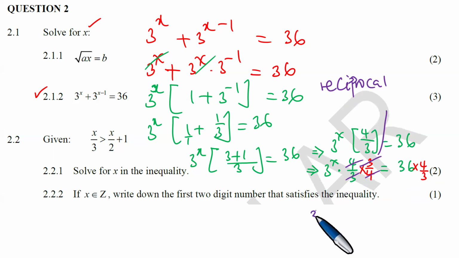So now we have 3 to the power x equals, okay, now we come to this guy. 3 goes how many times into 36? 12. 12 times 4 gives 48. You're so quick. Wow, super fast. And then divide both sides, so the 3 cancels and the x remains.